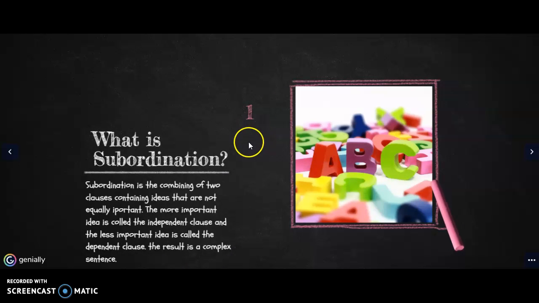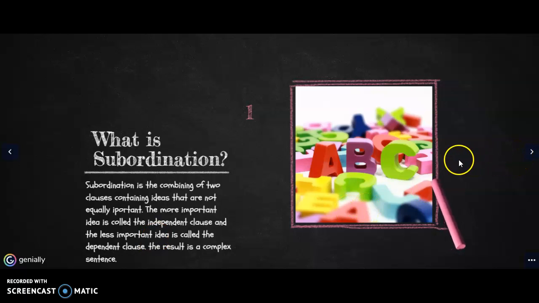What is subordination? Subordination is the combining of two clauses containing ideas that are not equally important. The more important idea is called the independent clause, and the less important idea is called the dependent clause. The result is a complex sentence.